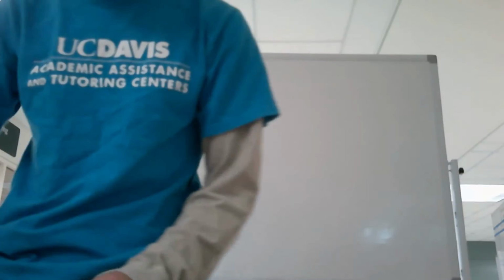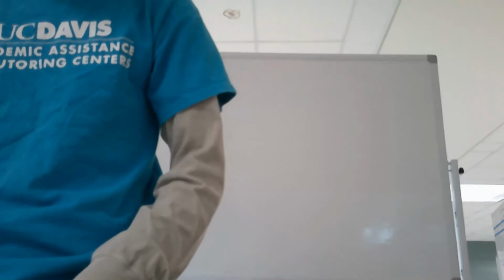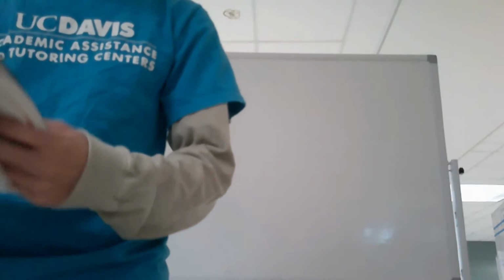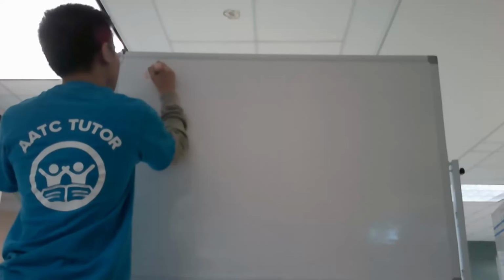Okay, so the next thing we're going to go over is epoxide formation from an alkene. We could use a carboxylic acid or MCPBA. That's an alternate way.